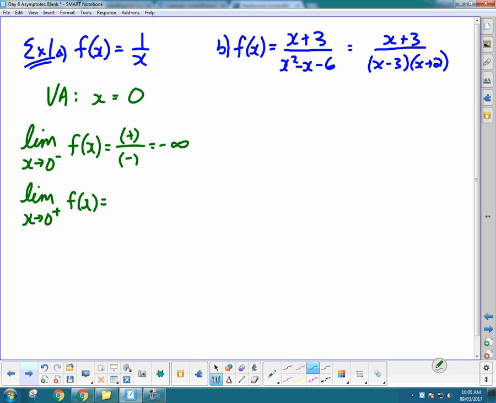The 1 is not going to change. The 1 doesn't care what the x is, so it's going to be positive. But I put in 0.1. That's a positive number, and a positive divided by a positive is positive. And so the graph is going to go off to positive infinity. And so there's the notation.